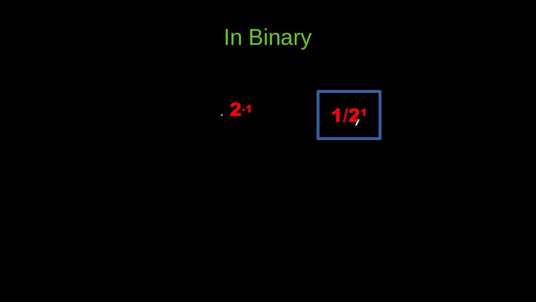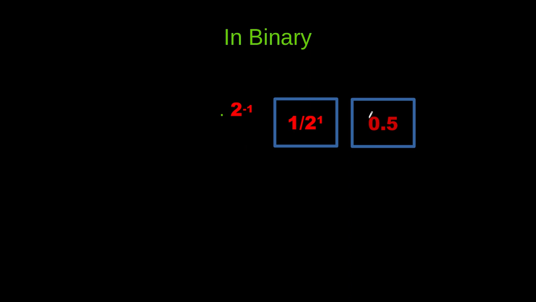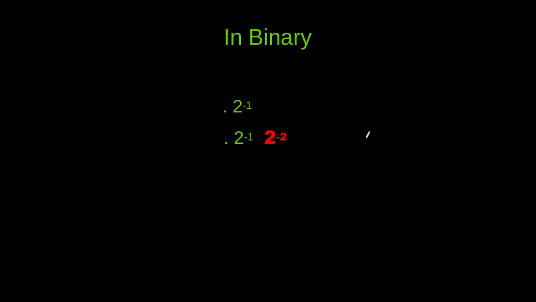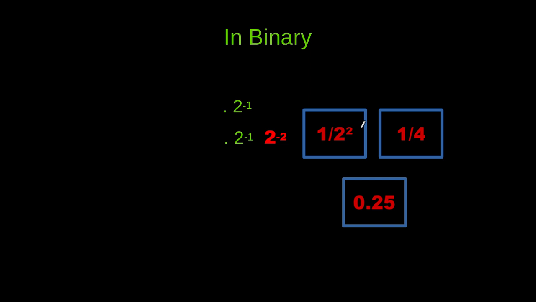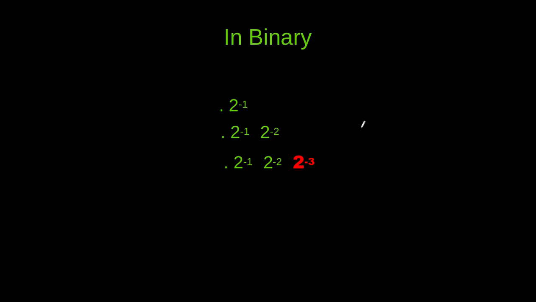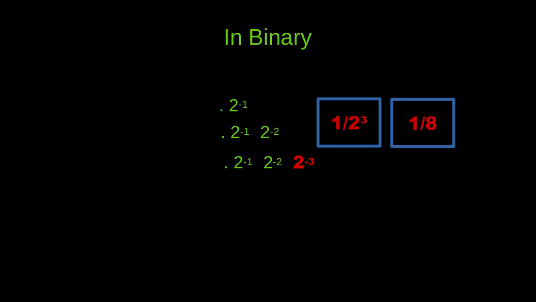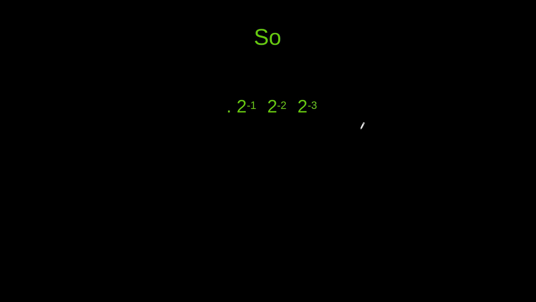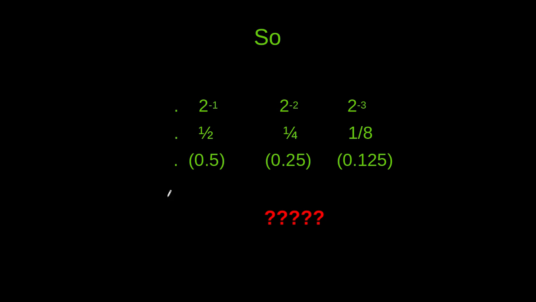2 to the power minus 1 equals what? 1 over 2 to the power 1, which equals half. Then we have 2 to the power minus 2, which equals 1 over 2 to the power 2, which equals a fourth, and then 0.25. We have 2 to the power minus 3, which is 1 over 2 to the power 3, which equals 1 over 8, which equals 0.125. So let's see, we've got those.